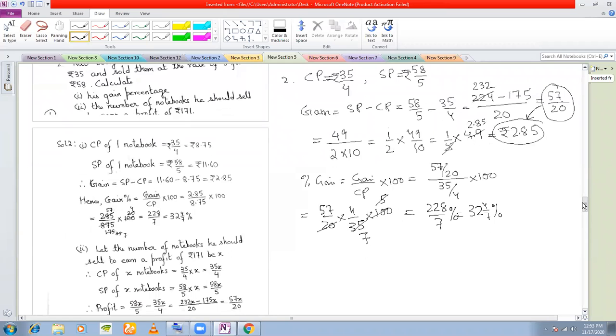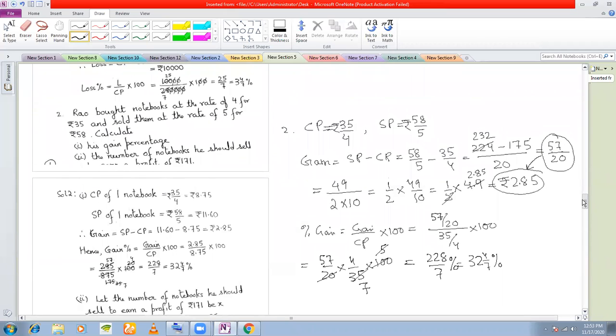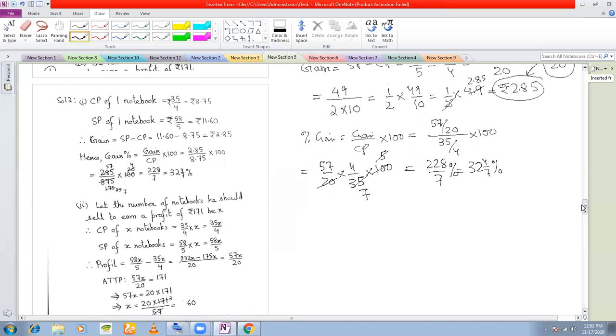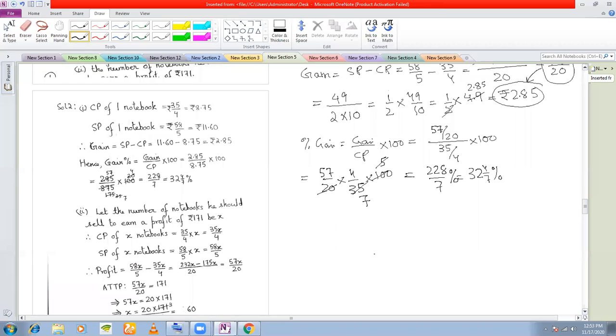Now the next question is to find the number of notebooks that he should sell to earn a profit of rupees 171. How many notebooks should he sell to earn this profit? To obtain a profit of 171, suppose he sells X notebooks. Let the number of notebooks he sells be X. Therefore, what is the cost price of X notebooks?